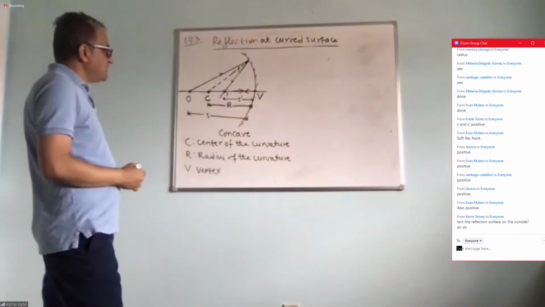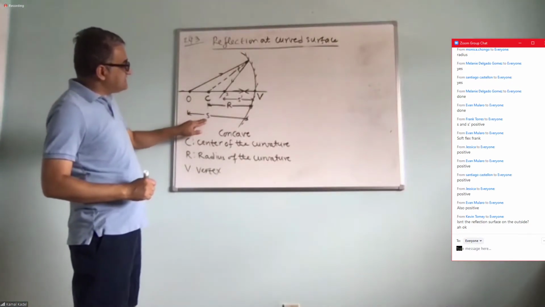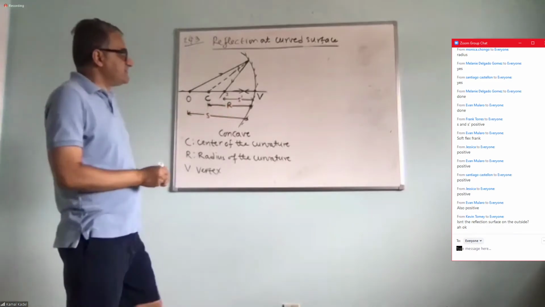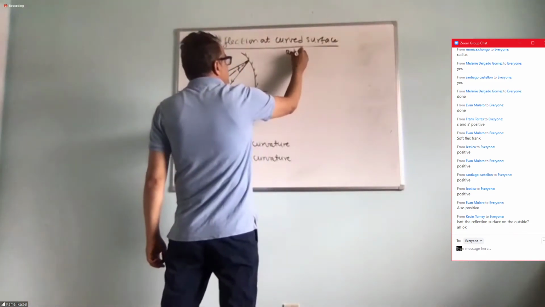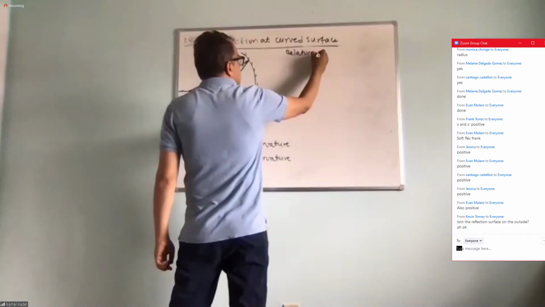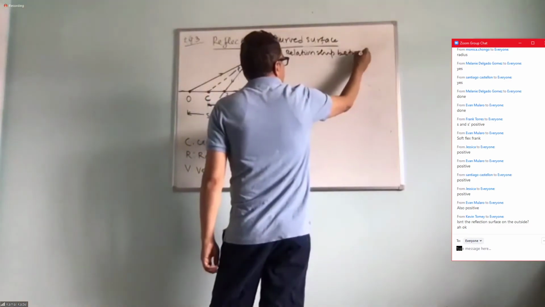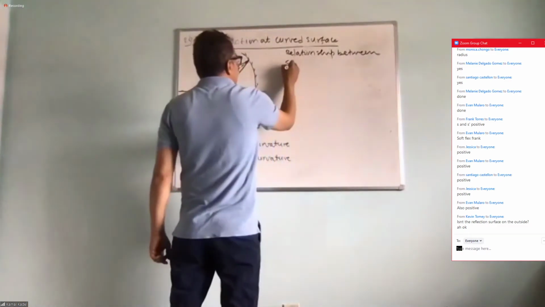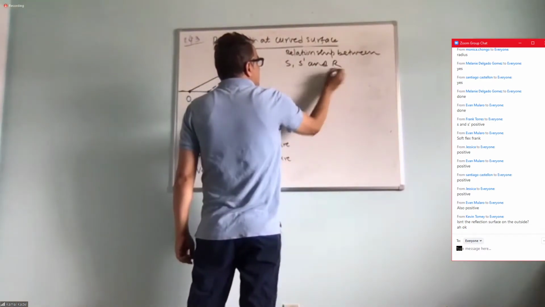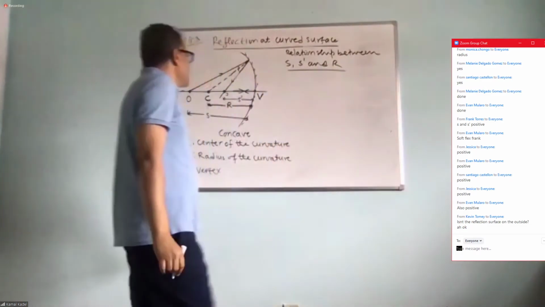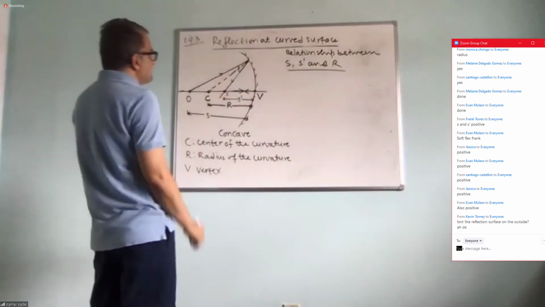Good? Okay, now. Our target is to find the relationship between S, S prime, and R using geometry. So now here comes the geometry thing. We need to find S, S prime, and R.